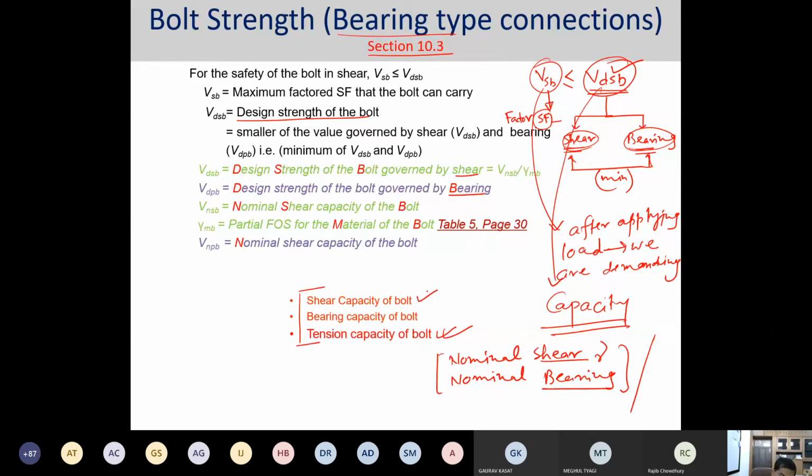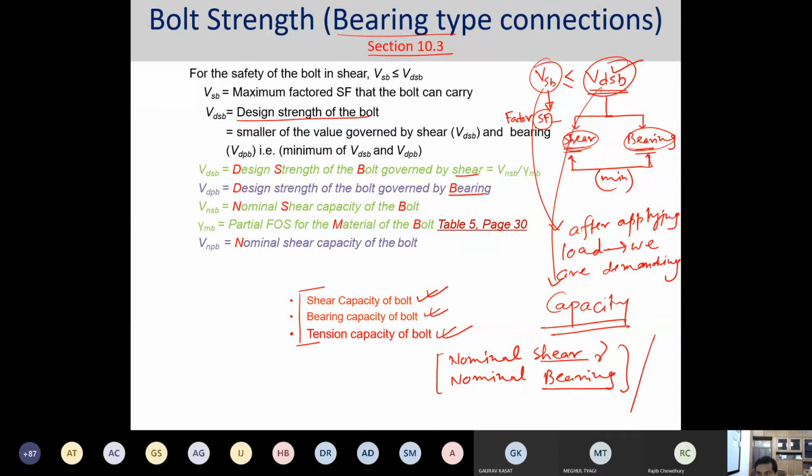So your ultimate goal for any bearing type of bolted connection is to find out the shear capacity of the bolt, the bearing capacity of the bolt, and the tension capacity of the bolt. Convert everything into a design strength or design capacity of the bolt. Find out the minimum one, take that value, and it should be less than your factored shear force. That is the end of the job.